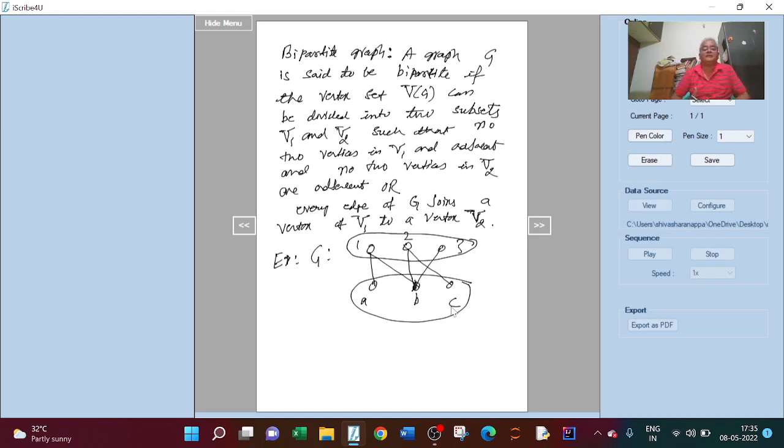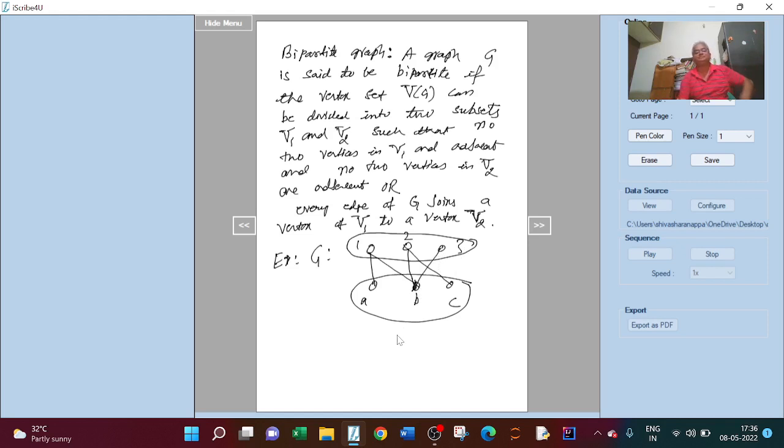Similarly, we can define tripartite also. Then we have to divide the vertex set into three subsets V1, V2, V3, and no two vertices in V1 are adjacent, no two vertices in V2 are adjacent, no two vertices in V3 are adjacent. So this is a bipartite graph. And here this is our set V1. Here 1 is adjacent with two vertices of V2. 2 is adjacent with two vertices of V2. And 3 is adjacent with only one vertex of V2.